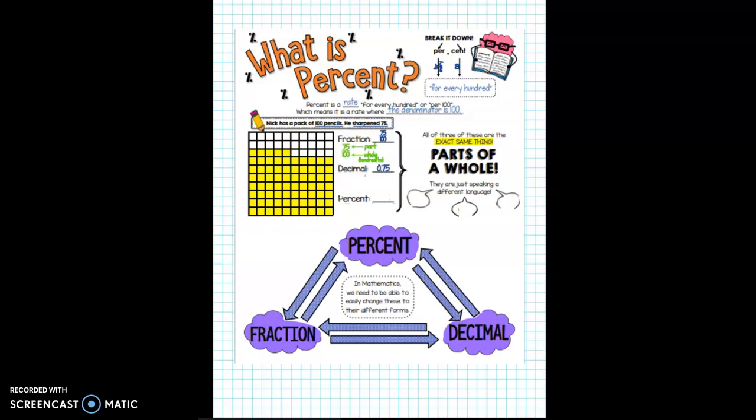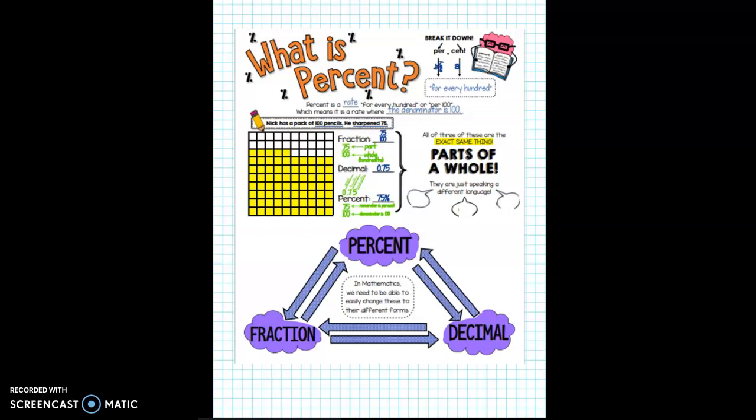So the decimal is written as 0.75. The 7 is in the tenths, the 5 is in the hundredths. 75 out of 100. So the percent is written as 75%. 75 is the percent and the denominator is 100.